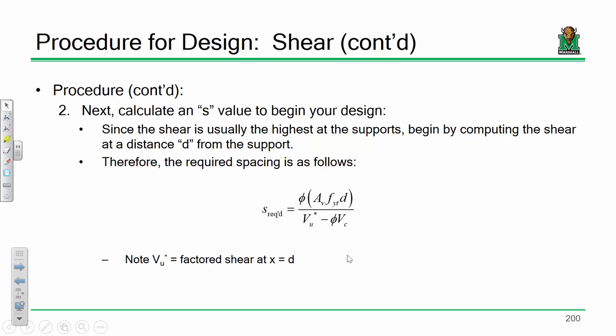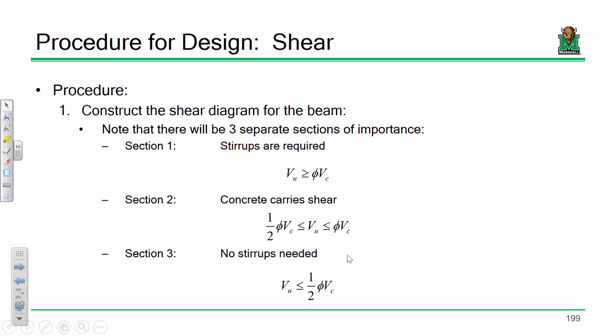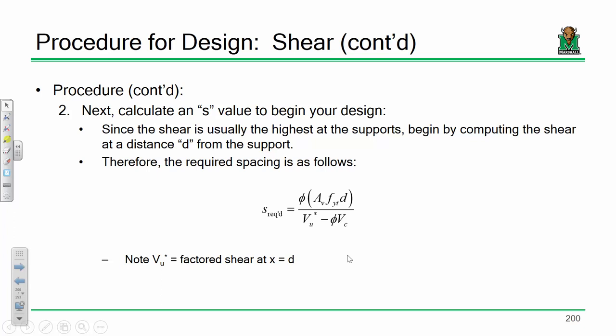So what we do is we compute a shear D away from the support, that end shear reduction. And so my name for that in the notes is VU star. So if you see me use this VU star, it is the shear right here. So here's a shear diagram, and VU star is the shear right there. So we're going to compute the shear D away from the support, and then at that location determine, okay, what would be the S required.